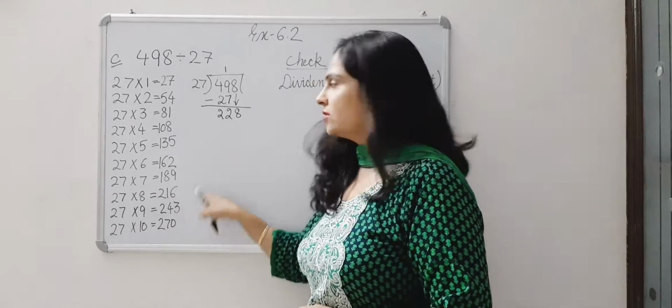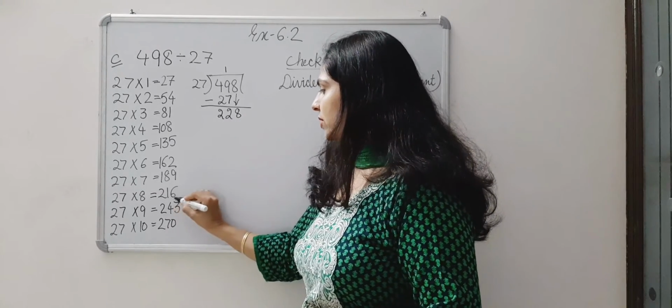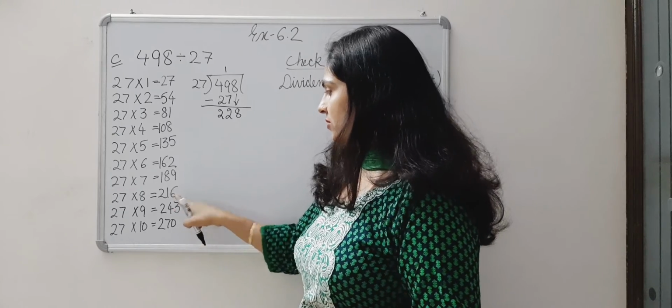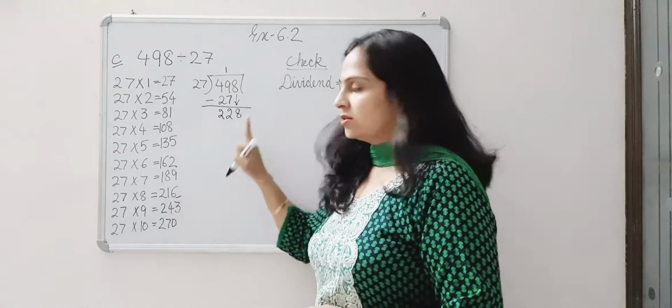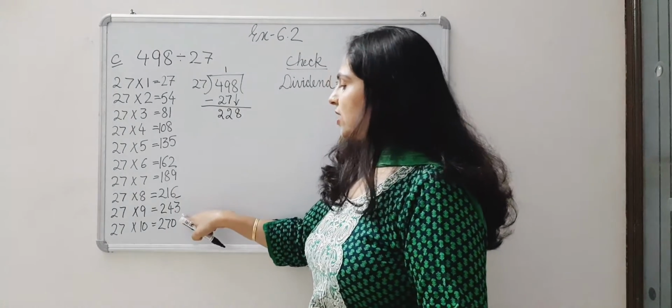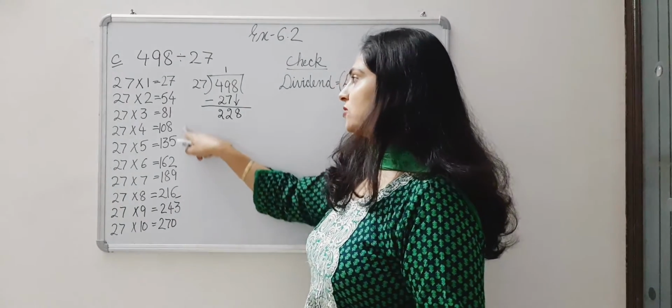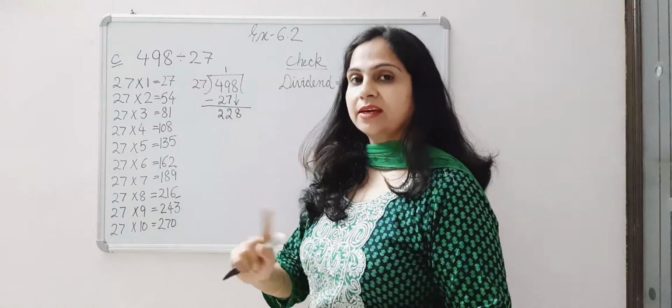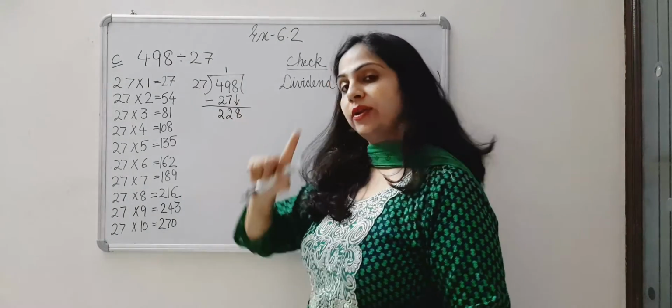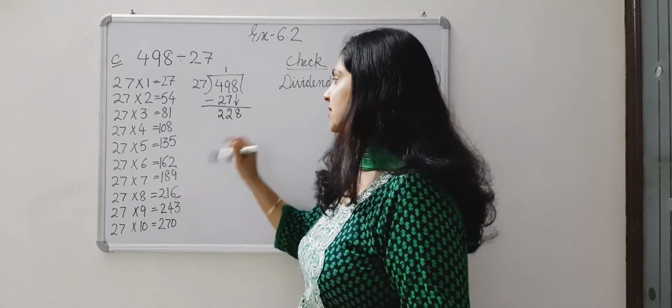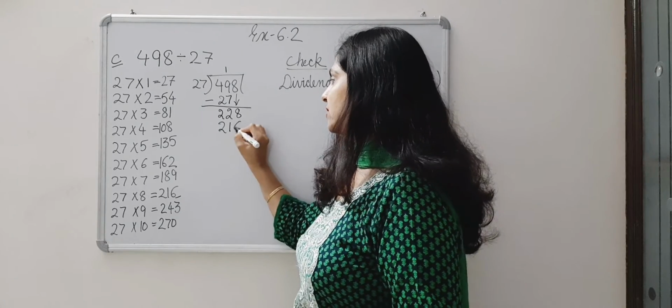Now let's see 228. 243 is greater than 228 and 216 is smaller than it. So we cannot take 243 because it is greater. We can take 216. These all numbers are smaller, but you cannot take any other number. You can take just and only one number, that is 216. So we will write 216 over here.